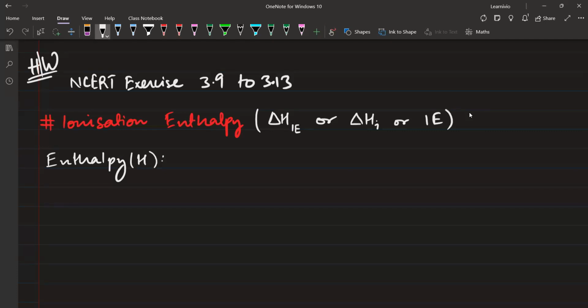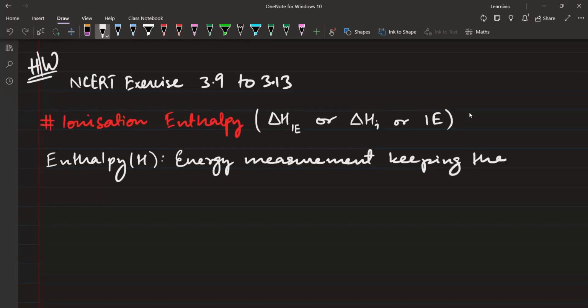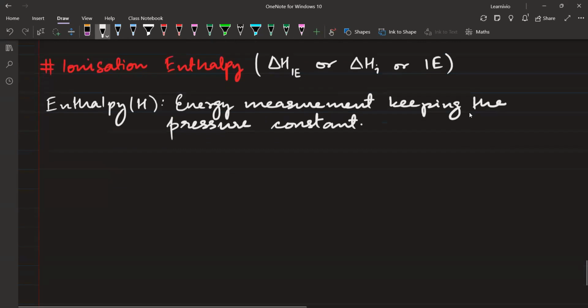Enthalpy, what is denoted by H, it is the energy measurement keeping the pressure constant. ठीक है, जब एनर्जी को मेजर किया जाता है वॉल्यूम कांस्टेंट करके, उसमें एनर्जी बोला जाता है. When energy is measured keeping the pressure constant, उसको एंथैल्पी बोला जाता है. We will go into detail of the enthalpy in the chapter thermodynamics. अभी आपको बस ये समझना है कि एंथैल्पी मतलब एनर्जी ही है. What is ionization enthalpy?